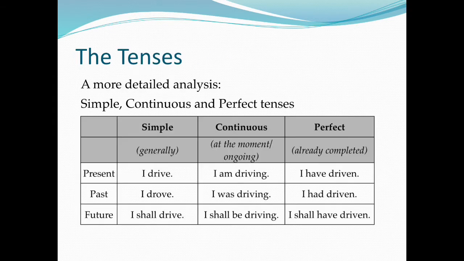The tenses, a more detailed analysis. Simple, continuous, and perfect tense. Present: I drive. Continuous: I am driving. Perfect: I have driven. Past: I drove. I was driving. I had driven. Future: I shall drive. I shall be driving. I shall have driven.